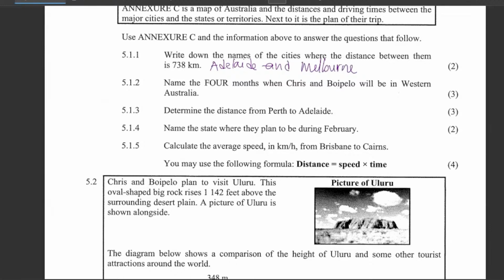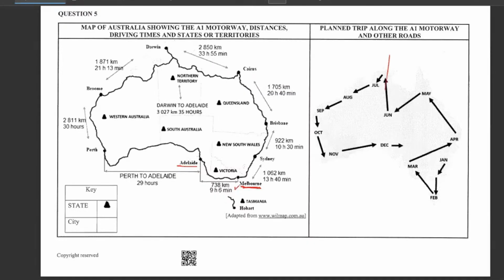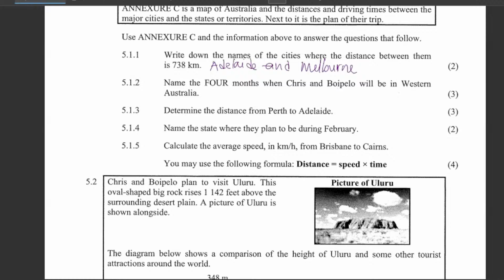Name 4 months when Chris and Babo will be in Western Australia. So now, Western Australia is here. When you check very well, it's around here. So you can say August, September, October, and November.